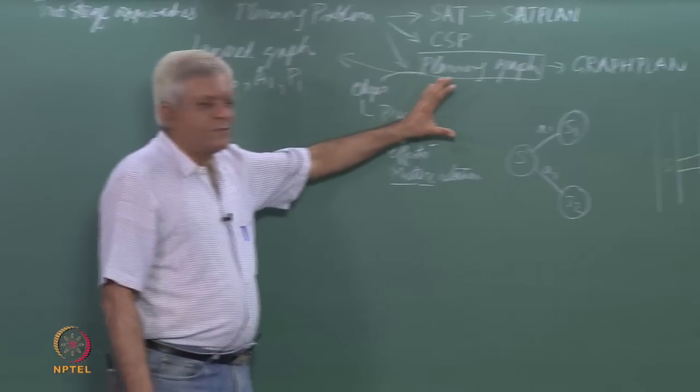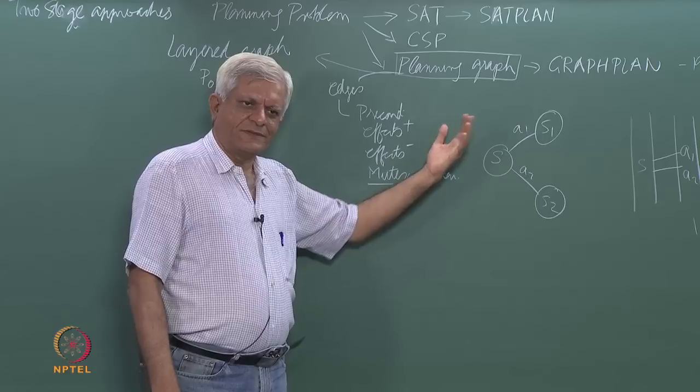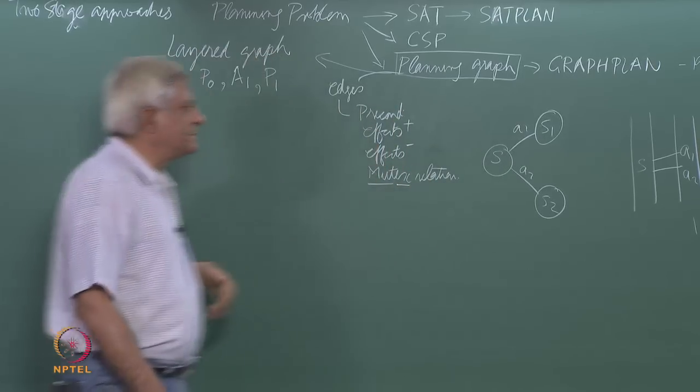You construct a planning graph, search for a solution. If you cannot find one, you extend the planning graph by one more layer, search for a solution, and you keep doing that essentially.